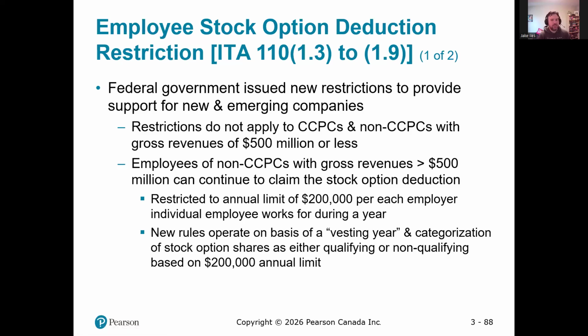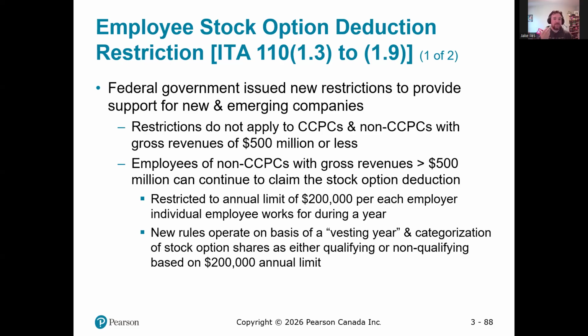There's a restriction to the reduction. That 50% deduction is restricted for companies that make lots of money. The federal government issued new restrictions to provide support for new and emerging companies. Stock options kind of are meant for startup companies. You tie the employee's value of the options to the growth and success of the corporation, and that helps everyone work together to build it up.